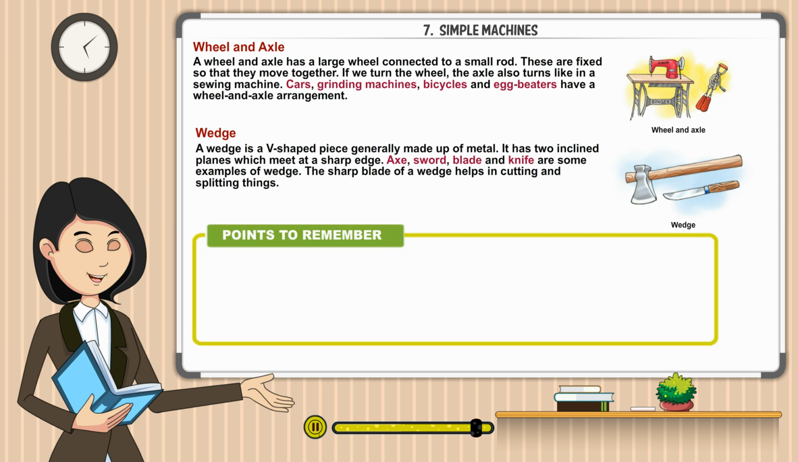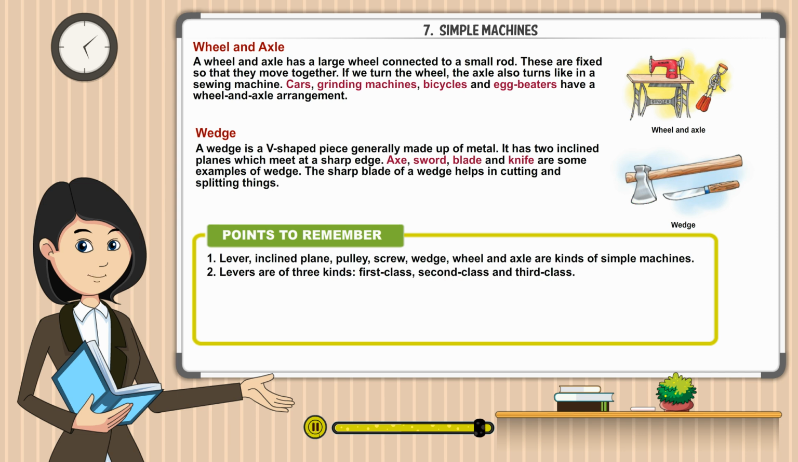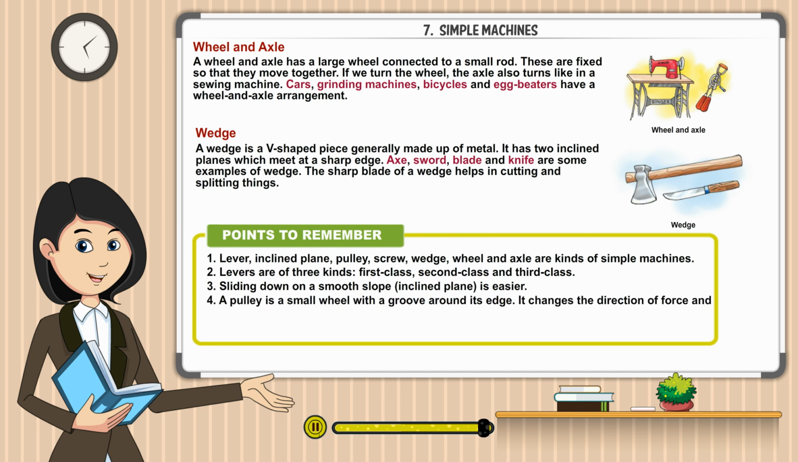Points to remember: lever, inclined plane, pulley, screw, wedge, wheel and axle are kinds of simple machines. Levers are of three kinds: first class, second class, and third class. Sliding down on a smooth slope, inclined plane, is easier. A pulley is a small wheel with a groove around its edge. It changes the direction of force and lifts load. A screw is an inclined plane which is used to hold things together.